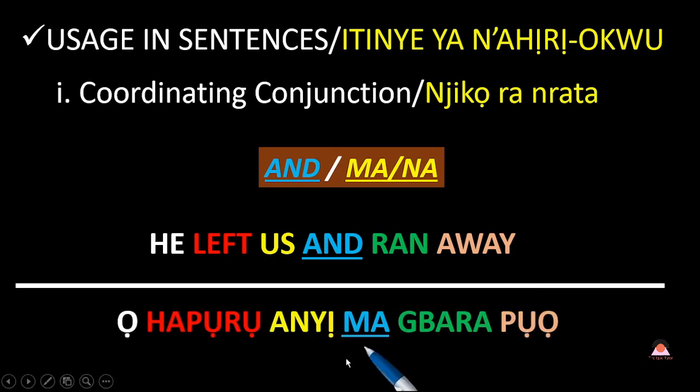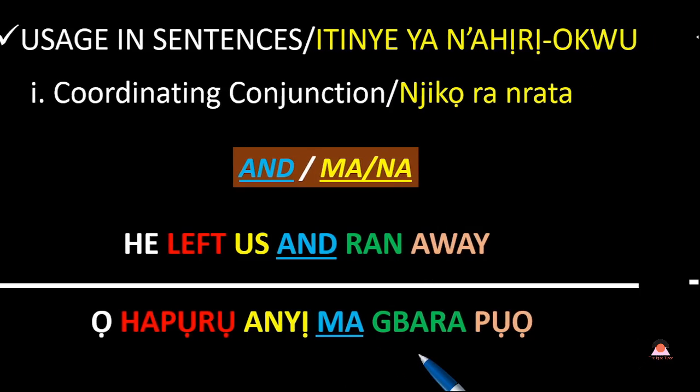Let's look at the Igbo version. Ọ hapụrụ anyị ma gbara pụọ. Of course, you remember a conjunction underlined and in blue color. And ma. If I say, okay, anyị na ha, that's when we use na, when we are talking about only two words being joined together. Anyị na ha, for example, we and them. I'm only just using that, it's not here now.